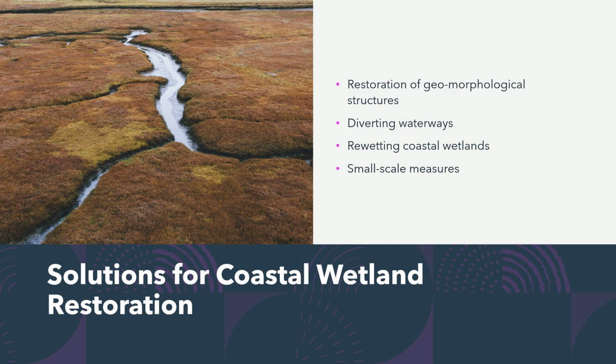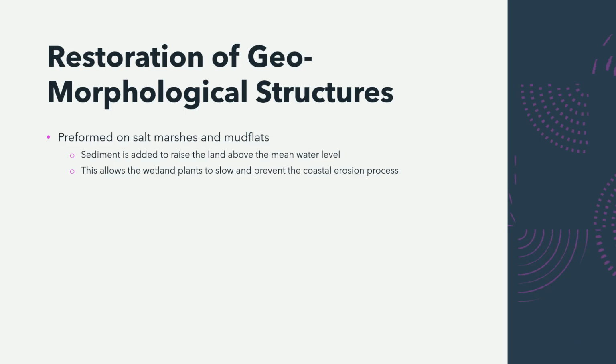These include the restoration of geomorphological structures, diverting waterways, re-wetting coastal wetlands, and small-scale measures. The first solution is through the restoration of geomorphological structures. This can be performed on salt marshes and mudflats, and it's where sediment is added to raise the land above the mean water level. This then allows the wetland plants to slow and ultimately prevent the coastal erosion process.